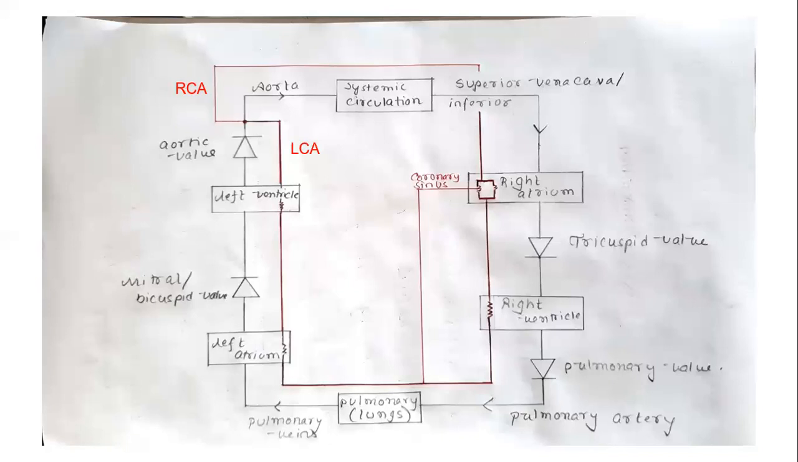So this is the blood flow through the body, through the heart. That is the cardiac blood flow explained in a simple way.